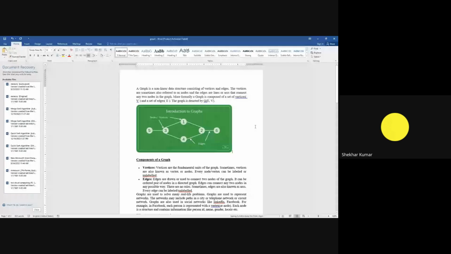Okay. I have shared a screen to you. Is it visible? I think now it is visible. Yes, sir. Yes, sir, it is visible, but a little bit small.